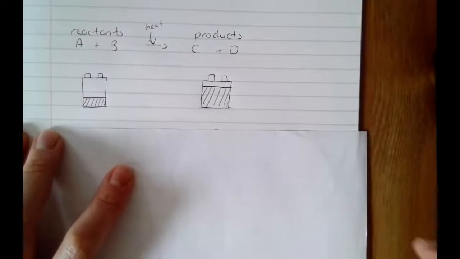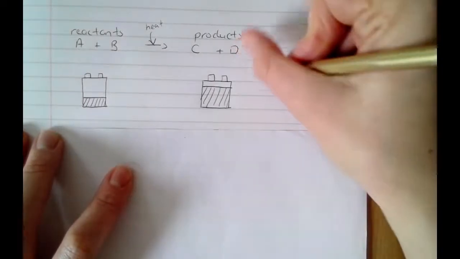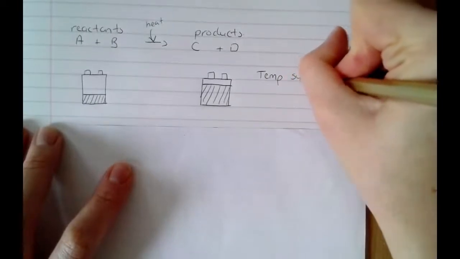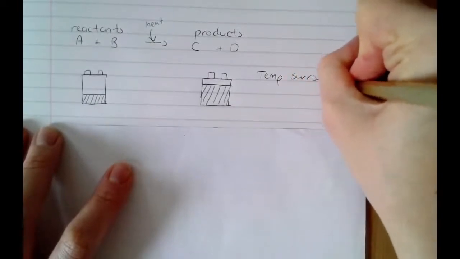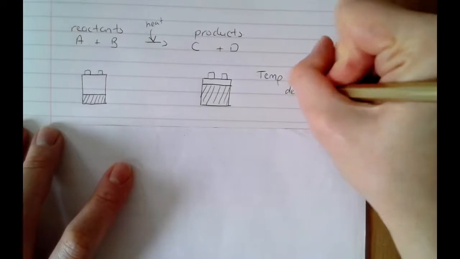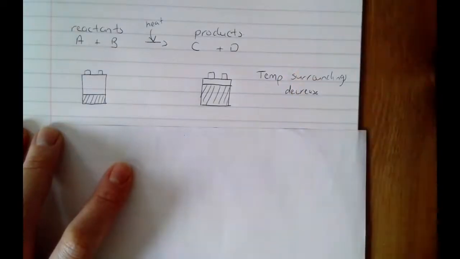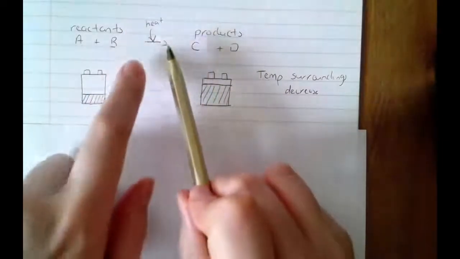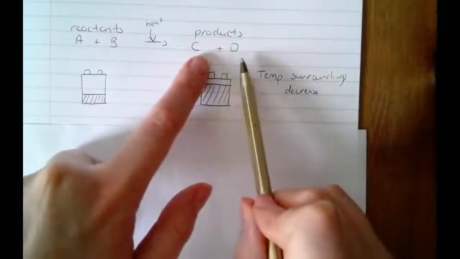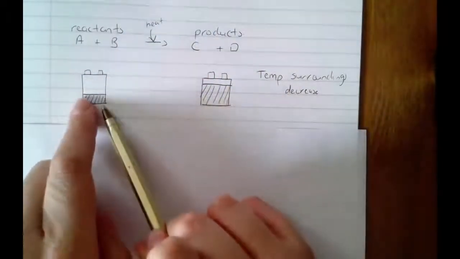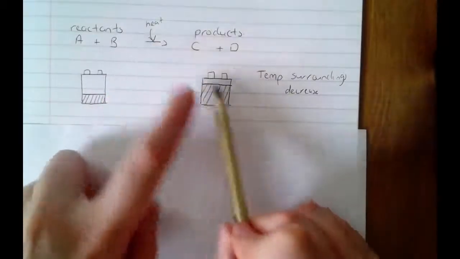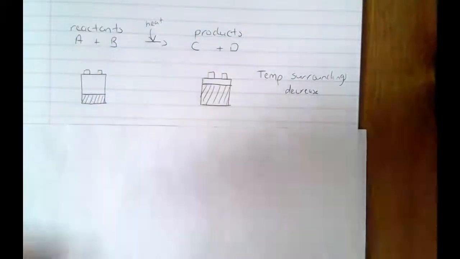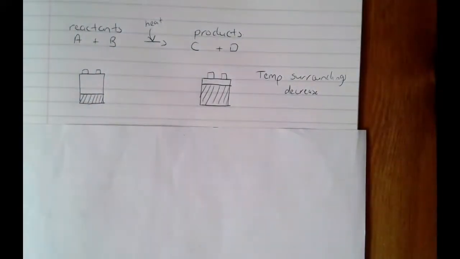That heat energy is going to be taken from the surroundings, and because the reaction is going to absorb heat energy from the surroundings, the temperature of the surroundings is going to decrease. So to go from A and B to C and D, I'm going to need to absorb heat energy because C and D have more energy than the reactants. In order to form my products, you're going to need to absorb energy because the reactants themselves don't contain the required amount of energy.